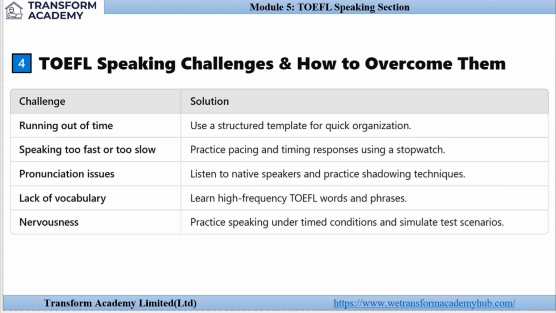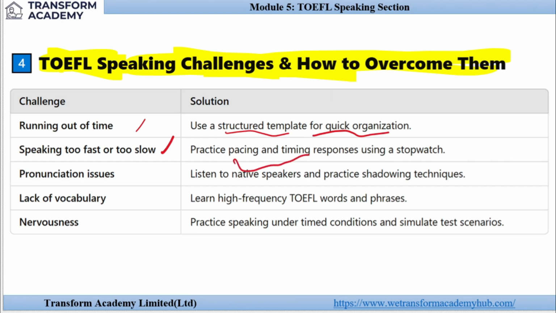Now, the TOEFL speaking challenges and how to overcome these challenges. So, the challenge is running out of time. Most of the students face this challenge, they run out of time. Solution is use a structured template for quick organization. Another challenge is speaking too fast or too slow. So you have to practice pacing and timing responses using a stopwatch.